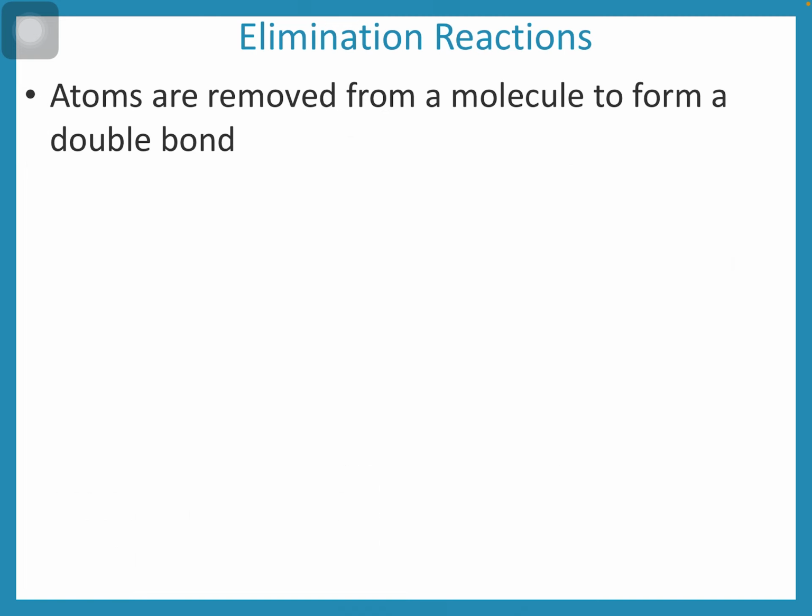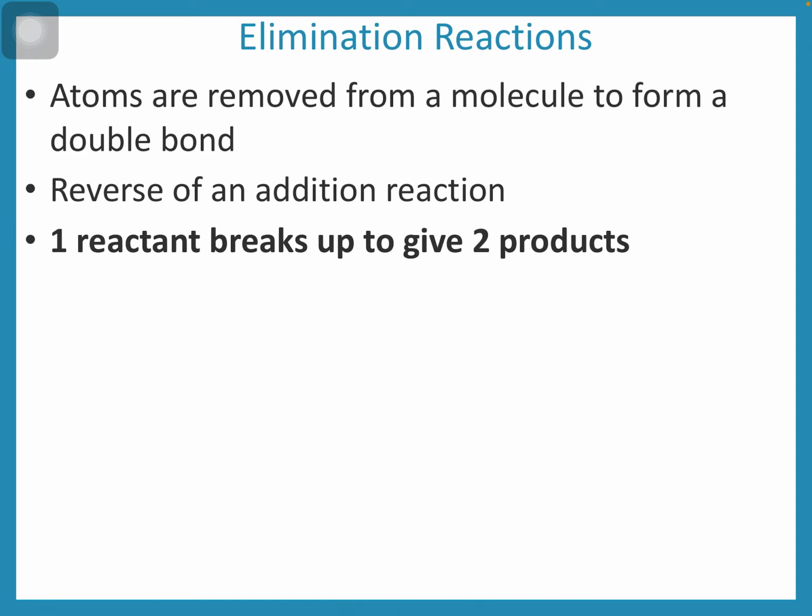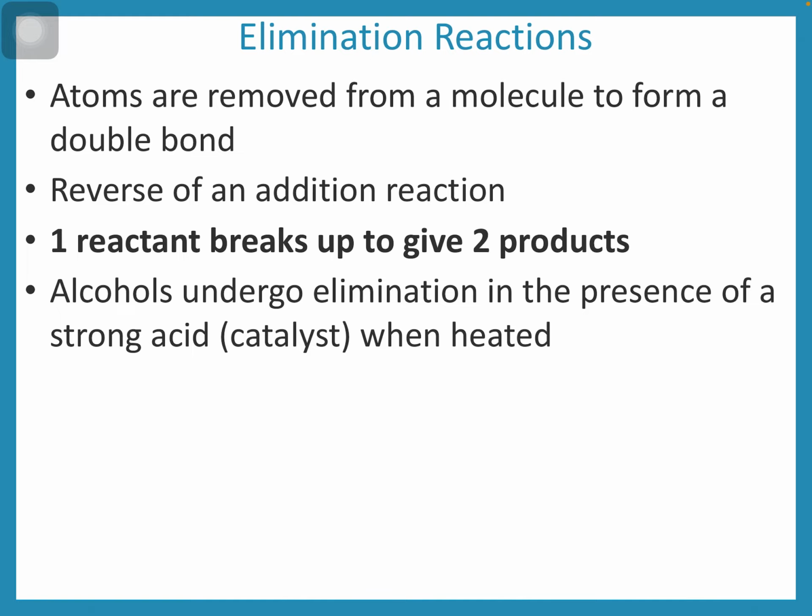elimination today. So elimination reactions remove a molecule from a larger molecule, and that is going to form either a double or a triple bond. So they're the opposite or the reverse of addition reactions. So here one reactant is going to break up to give two products, a smaller molecule and then an alkene or an alkyne. So alcohols can undergo elimination if there is a strong acid present as a catalyst and if that is heated as well.